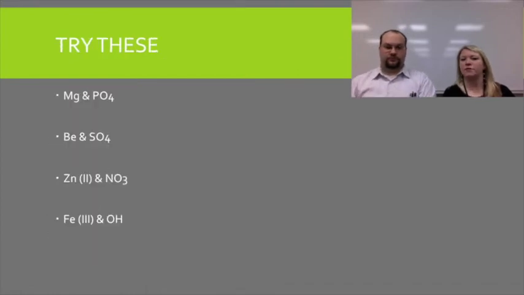Okay, so let's try a few. You're going to give these a whirl. Remember, if it's polyatomic, which all those on the right-hand side are, a majority of our polyatomics are anions, so most of them are going to be negative. I know they're polyatomics because there's more than one capital letter. Look those up, give them a try, and we'll go over them in class.